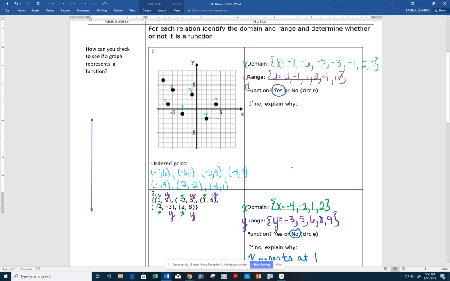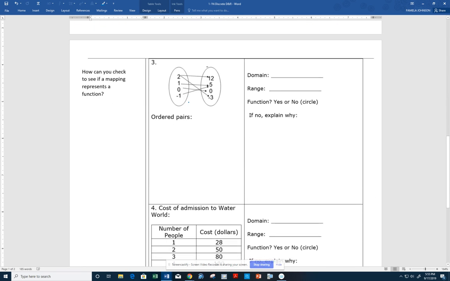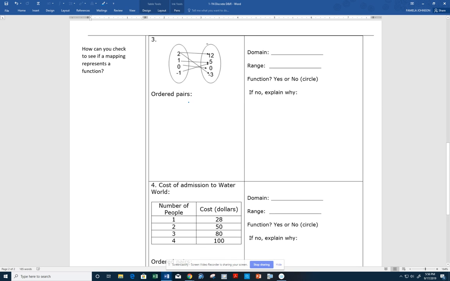Now, if we look back at our essential question over here, how can you check to see if a graph represents a function? This is where we're going to use our vertical line test. For me, it was easy because I just drew a quick vertical line using the tools on Word. But you can use a pencil, or even look at the vertical lines on the graph. If any vertical line goes through more than one of the points, then it's not a function. These are all discrete relations, and if they happen to be a function, then they are also a discrete function.